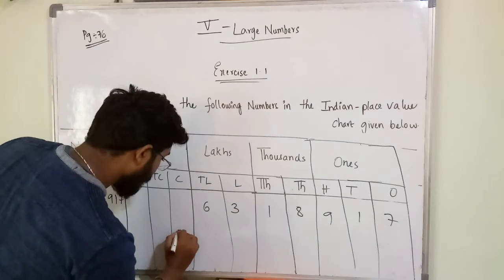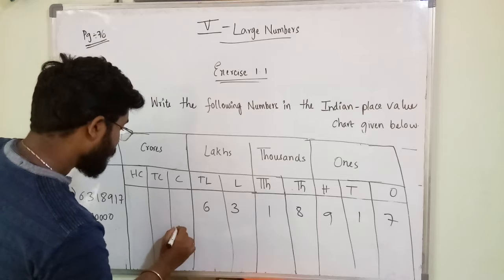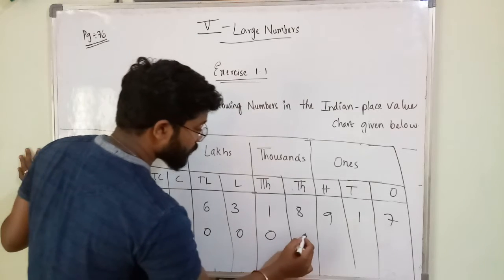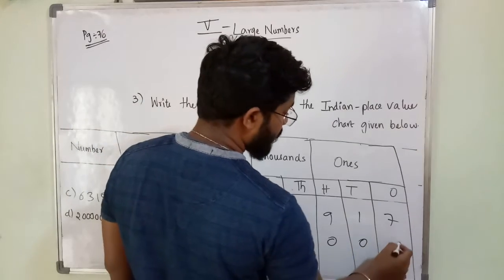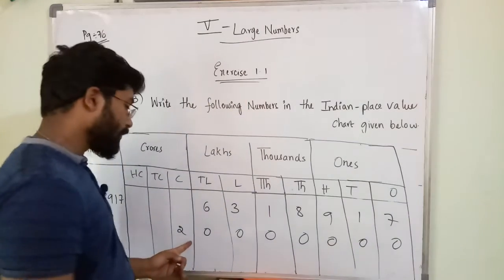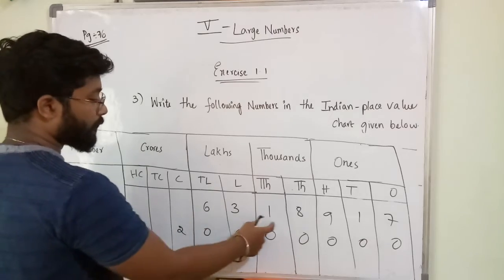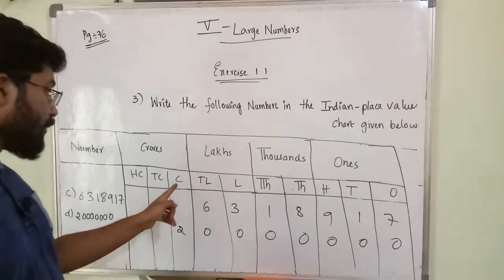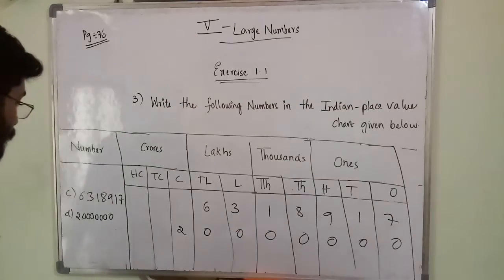So from here 2 is in crores place, 0 in 10 lakhs place, 0 in lakhs place, 0 in 10,000s place, 0 in thousands place, 0 in hundreds place, 0 in tens place, 0 in ones place. So from here you are getting 8 digits now. 1 2 3 4 5 6 7 8. So after filling, what is the number? This 2 is in crores place, remaining all zeros. What is the number? 2 crores.